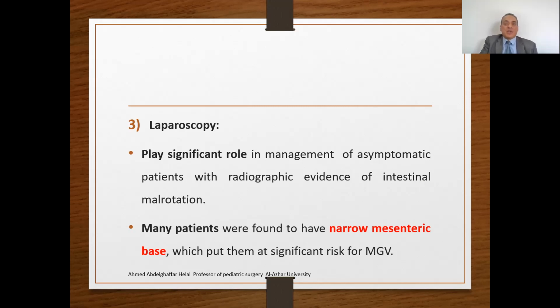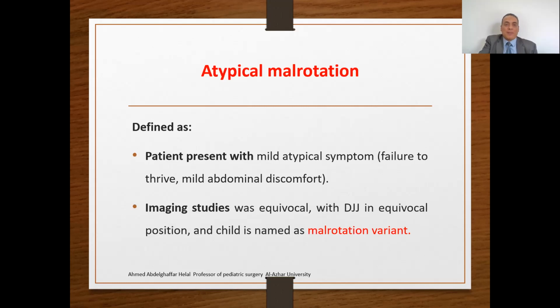So incidentally discovered malrotation in asymptomatic children may be a matter of controversy to the pediatric surgeon, and the pediatric surgeon must decide whether to use repair if a narrow mesenteric base is suspected, watchful waiting, or laparoscopy, and this is ideal for this group of patients. Laparoscopy can diagnose a narrow mesenteric base and prevent the subsequent risk of mid-gut volvulus, and moreover, it will be therapeutic at the same session.